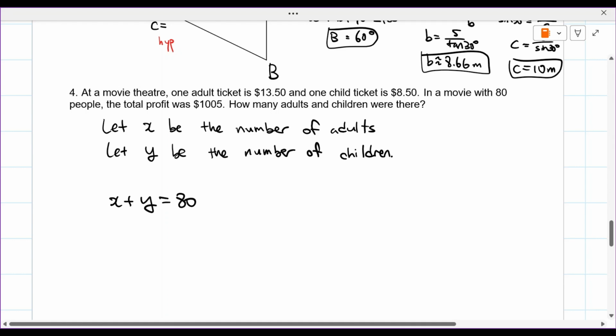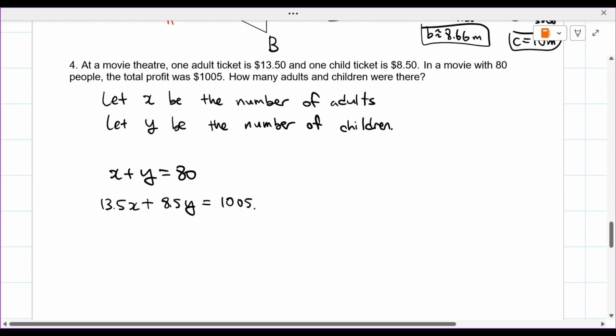And then we can say, hey, we have one adult ticket is $13.5. So if I, for example, sell 10 adult tickets, how much profit did I get? Well, I got 13.5 times 10, which is $135 of profit. So at that moment, we can realize that if I have x adult people, then I have 13.5x profits earned from adults. And then the same thing for children, it's 8.5y dollars earned for children. And the total profit is equal to 1,005.